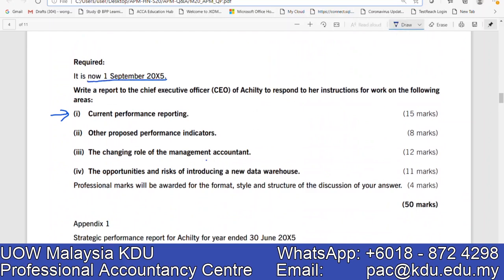Nowadays, they will tell you the date. The assumed date now. They'll tell this to you. Remember this. Then when you read the first sentence, what is the verb? Write. What is the answer? Report. The report is to the CEO of this company. About what? Respond to her instruction. When you see this word, it has a similar meaning to requested.